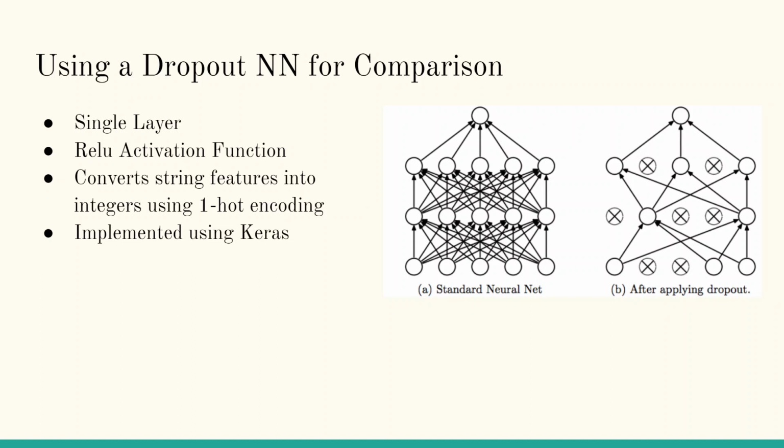Okay, so now we're going to talk about using a dropout neural network to compare results from the random forest. For our dropout neural network, we used a single layer with a ReLU activation function, which converts string features into integers using one-hot encoding, and was done using Keras.